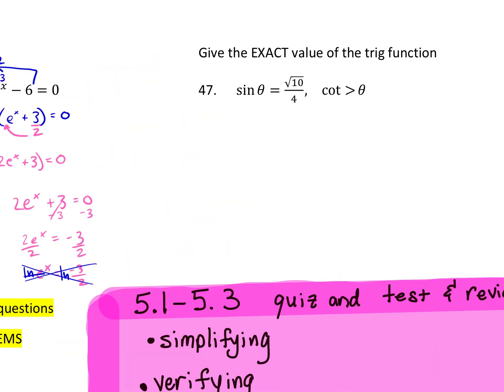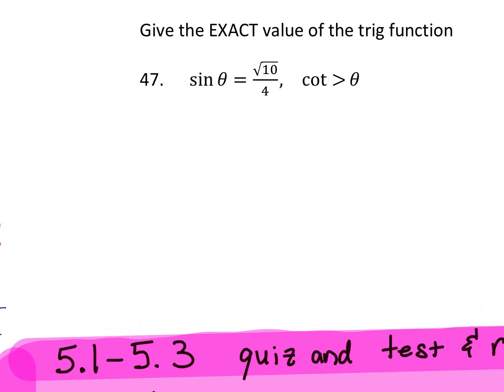47 is also similar to what we just did on the last test. Sine of theta is equal to square root 10 over 4. Square root 10 is our y, and 4 is going to be our r, because sine is y over r. How would we find x? Pythagorean theorem. Awesome. So x squared plus square root 10 squared is equal to 4 squared.